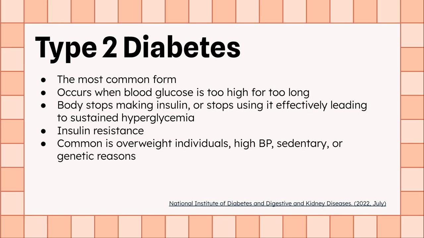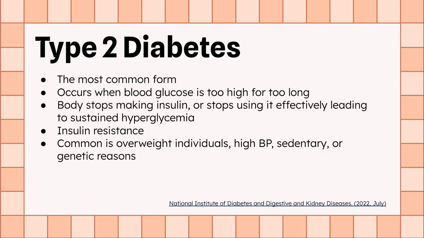Type 2 diabetes, which is the most common form, is going to occur when blood glucose is too high for too long. The body's going to stop making insulin, or it'll just stop using it effectively, which will lead to sustained hyperglycemia. This one's also known as insulin resistance.